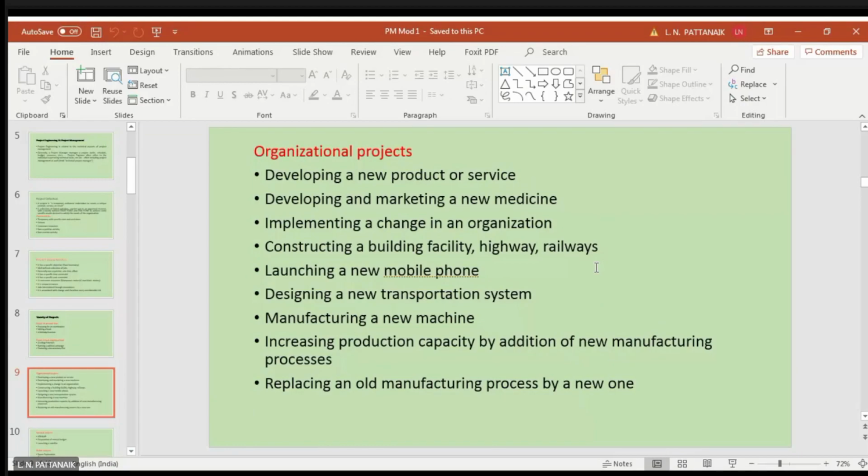Other examples like building, facility, highways, railways, obviously they are projects. Implementing a change in an organization can be a project. Suppose some big company is finding that there are some productivity issues. They are not giving the best productivity compared to their competitors. There is something lacking in their production, output, productivity. So they may take up this as a project, right?